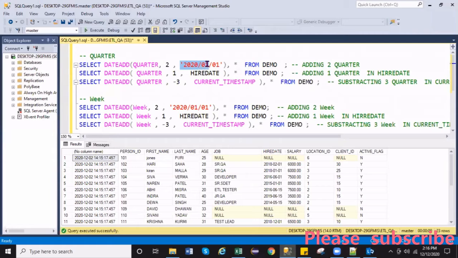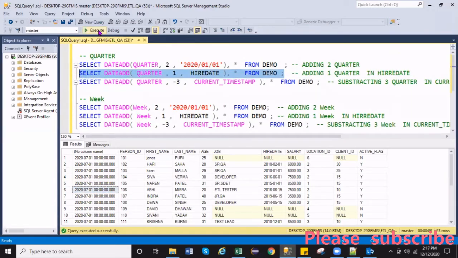2 quarters in this month, 2 quarters means about 6 months, right? Each quarter is 3 months. So if I want to add 2 quarters, let's run this query and see. So 2 quarters means about 6 months. Here is our first month and we are adding 6 months. That took me to the 7th here. See here, 7.